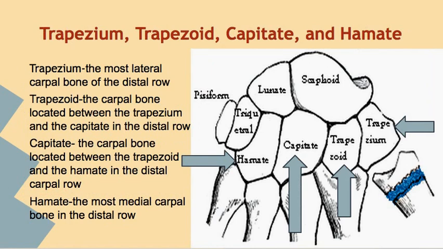The trapezium, trapezoid, capitate, and the hamate are the most distal bones in the hand. The trapezium is the most lateral carpal bone. The trapezoid is the carpal bone located between the trapezium and the capitate, and the capitate is the carpal bone located between the trapezoid and the hamate. The hamate is the most medial carpal bone in the distal row.